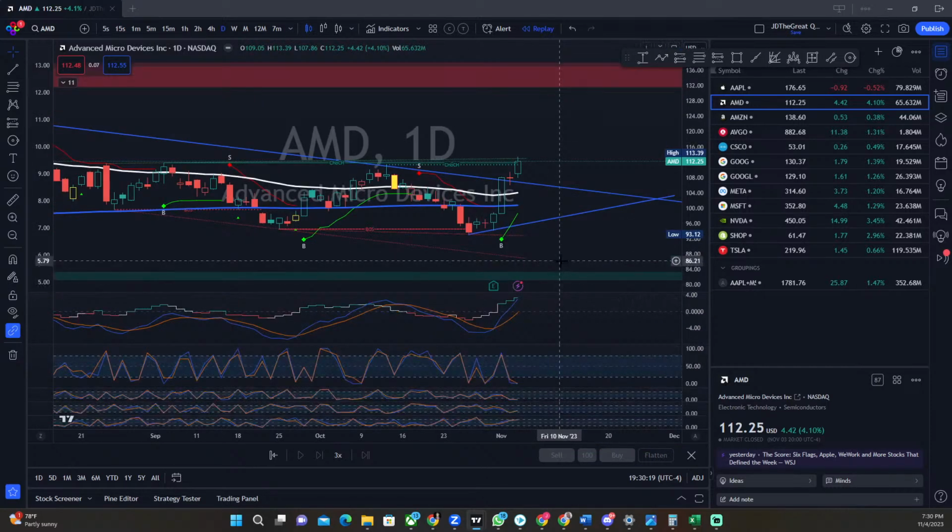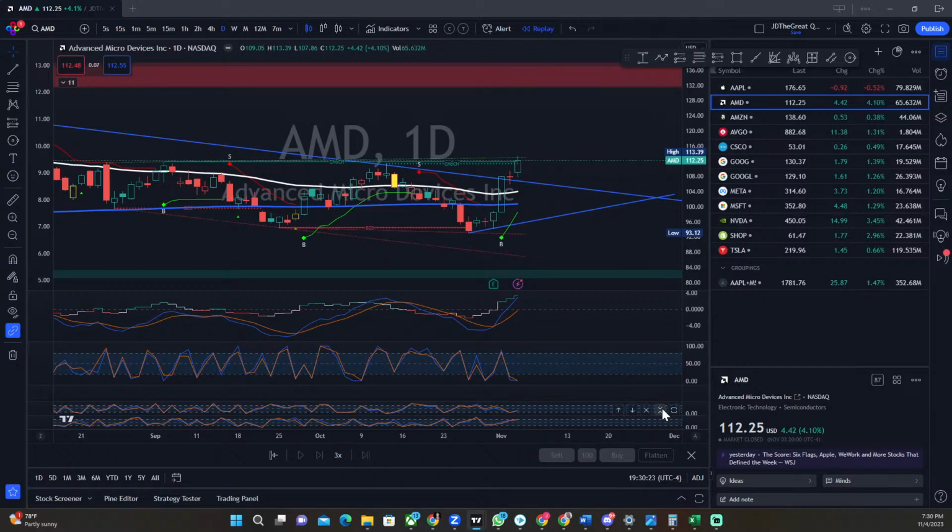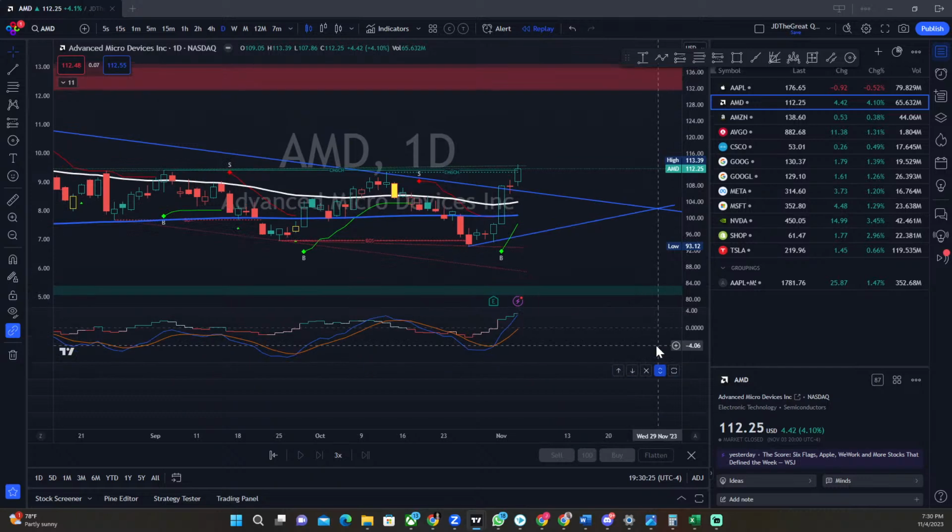And looking at the stochastic and the MACD, actually, let me go ahead and get rid of these. I don't want to confuse y'all, right? The MACD is letting us know that we're going to push all the way up to the upside. I hope this all makes sense for you.